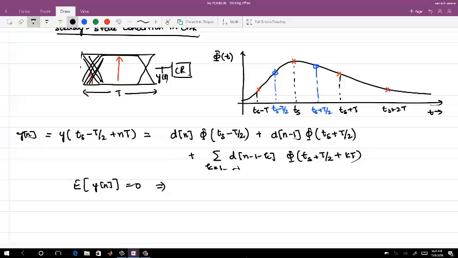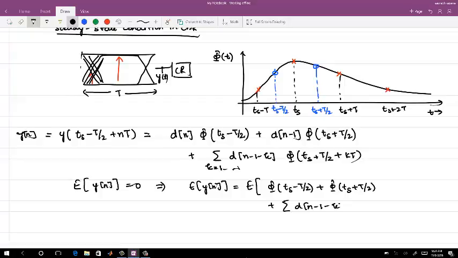Okay, so let's consider the case when dn is 1 and dn minus 1 is minus 1 for this case, and everything else can be anything, whatever you want. So expectation of y of n is expectation of phi of ts minus t by 2 plus phi of ts plus t by 2 plus your d of n minus 1 minus k into phi of ts plus t by 2 plus kt.